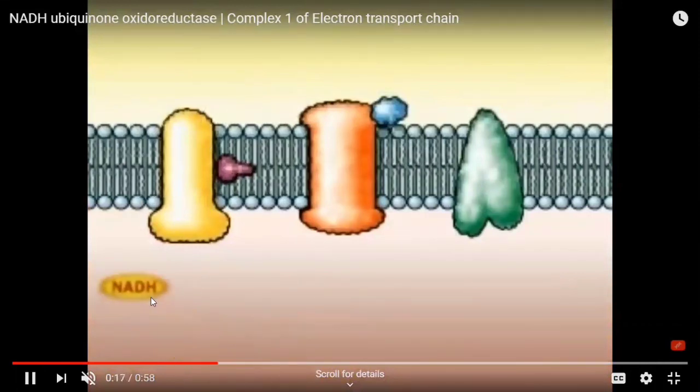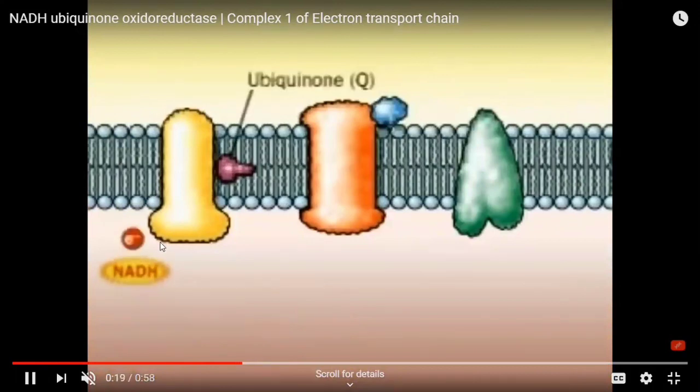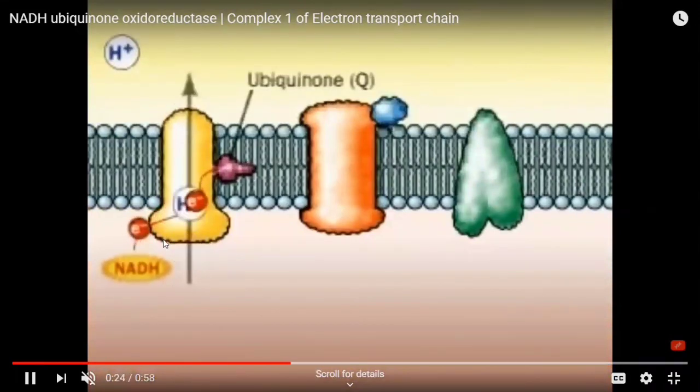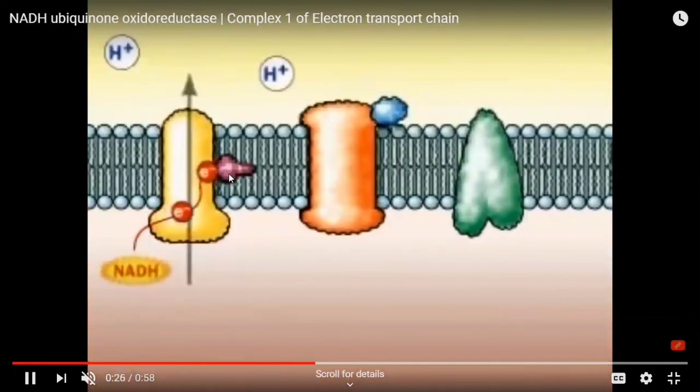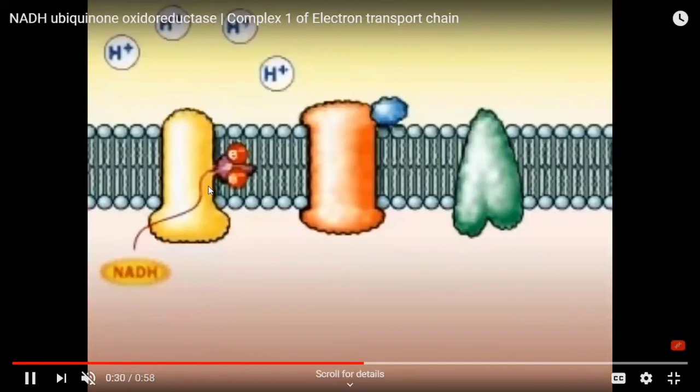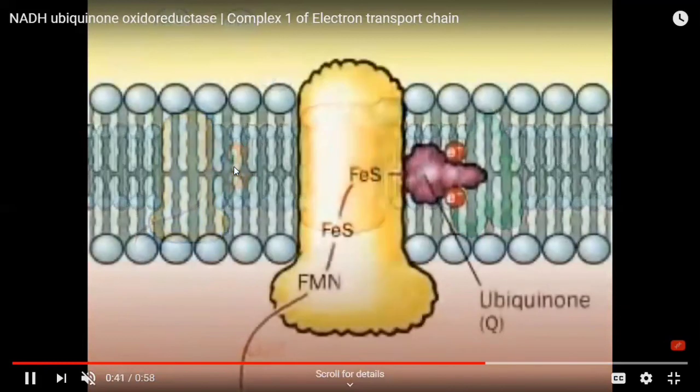Complex 1 is specific for NADH. NADH will transfer its electrons to complex 1, and these electrons will be transported to and taken up by the coenzyme Q. When the coenzyme Q takes these electrons, protons are transported into the intermembrane space. So it's a proton pump. The energy is used for this: when the electrons transfer to the coenzyme Q, the protons are transported to the intermembrane space.